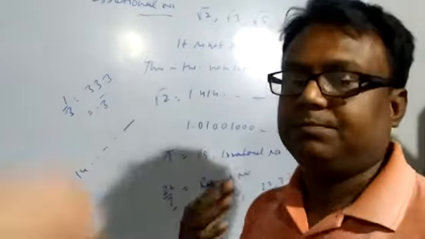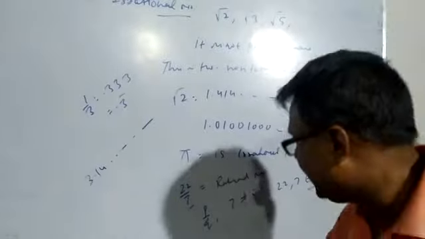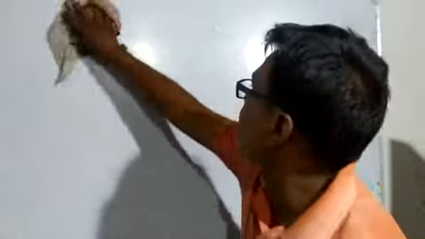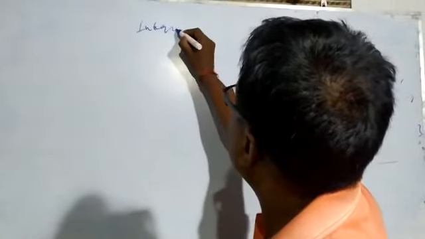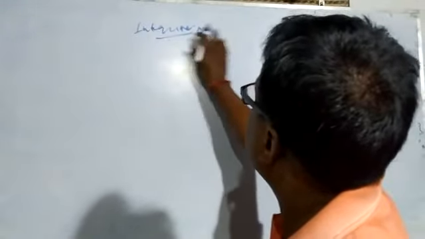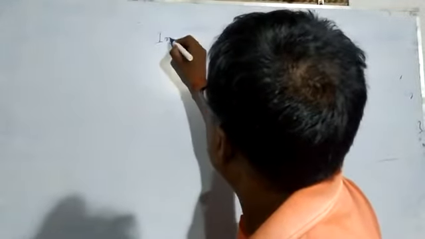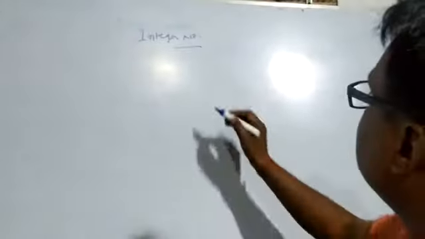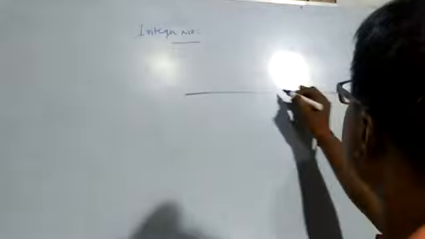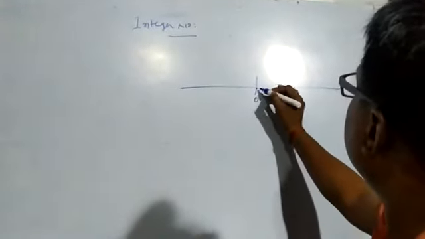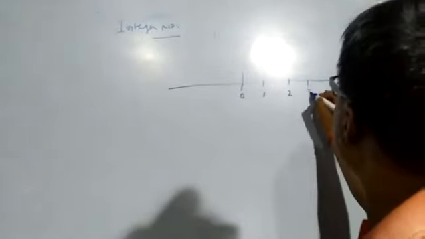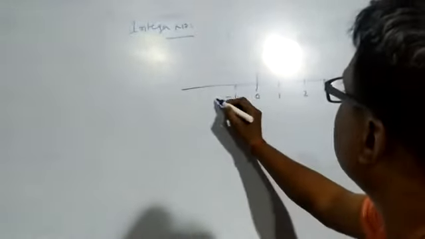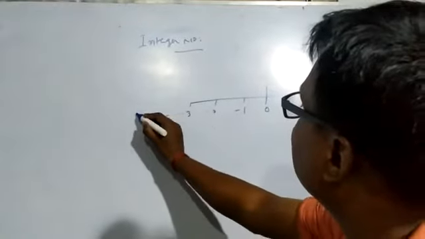So one topic has been left, integer numbers. Integer numbers can be defined by this number line. Suppose this is 0, the middle point, and to the right we write 1, 2, 3, to infinity. On the left side we have -1, -2, -3, and we can go ahead to infinity.